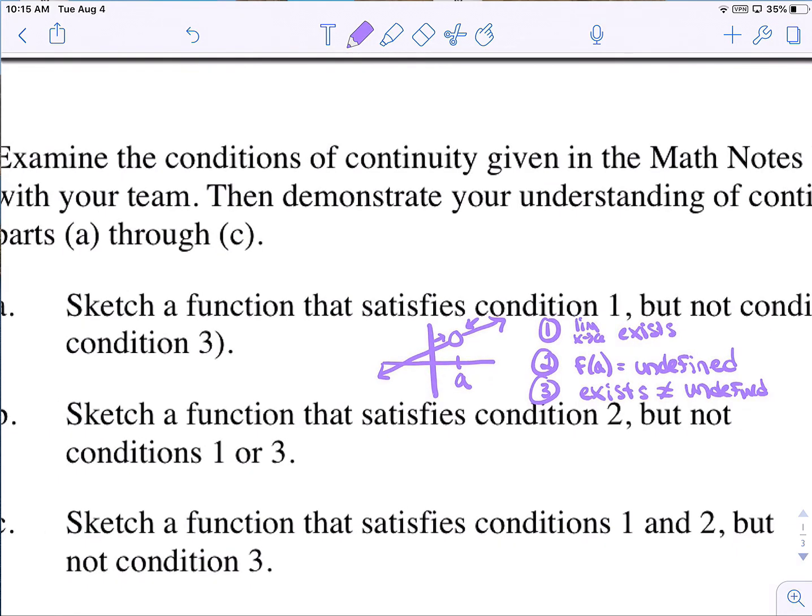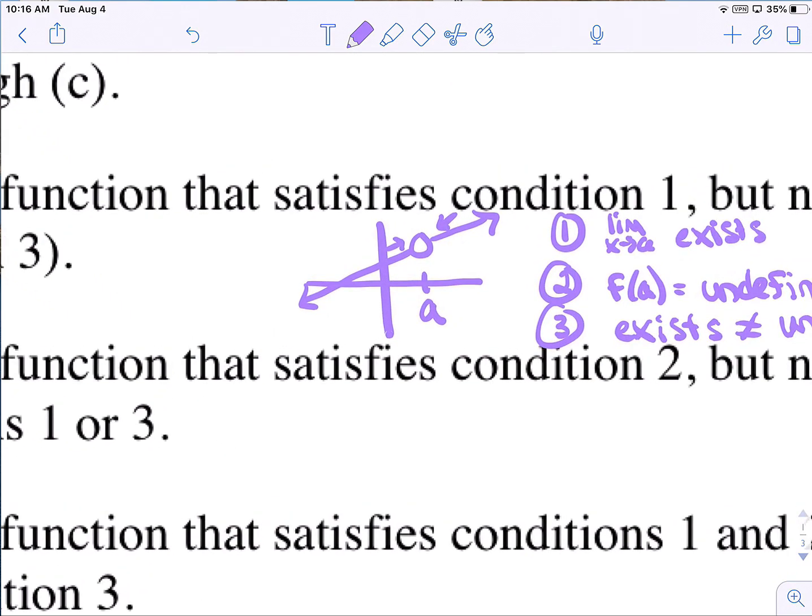Sketch a function that satisfies condition 2, but not 1 or 3. So meaning the point exists, but the limit does not. Okay, let's see if we can, again, infinite number of ways. I'm going to go back to that piecewise function we had in the very first video.